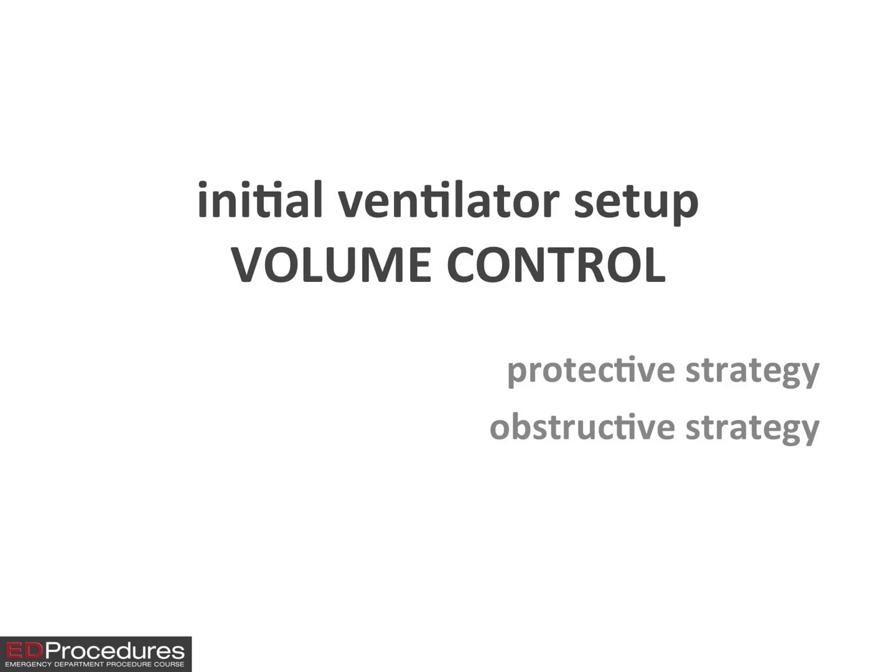Let's start with volume control ventilation, as that's what most adult emergency physicians are used to. All intubated patients in this talk are assumed to be analgosedated enough so as to be apneic and not fighting the tube. The first thing you have to do is figure out what sort of patient you are ventilating. There are two choices: those with obstructive lung diseases like asthma or COPD get an obstructive strategy, and everyone else gets a protective lung strategy.